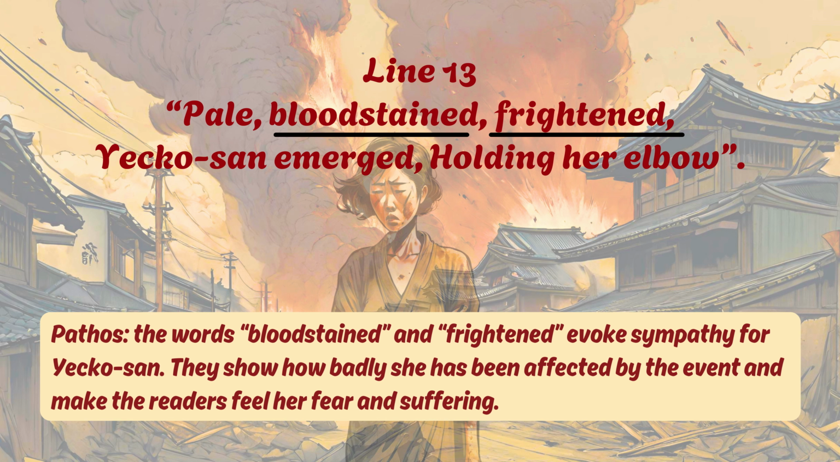The phrases blood-stained and frightened are examples of pathos because they evoke sympathy for Yecko-san. These phrases show how badly she has been affected by the event and make the reader feel her fear and suffering. So, in simpler words, these phrases heighten the emotional tension in the scene, especially after the speaker's own sufferings.